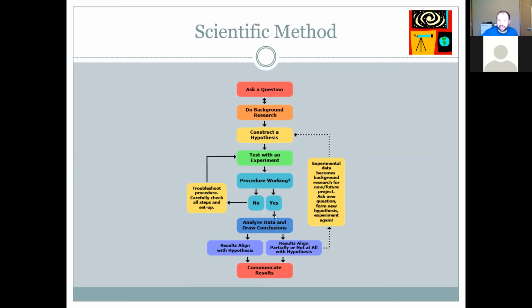Once our procedure is working, then we can analyze our data and draw a conclusion based on that information. And then one of two things happens. Either the data and the conclusion align with what our guess was, or if it doesn't, then we go back and we can create a new hypothesis that aligns with the data that we found and retest it again and make sure it's right before we communicate our results or come up with our answer. Okay, that makes sense? So that's the scientific method in a nutshell.